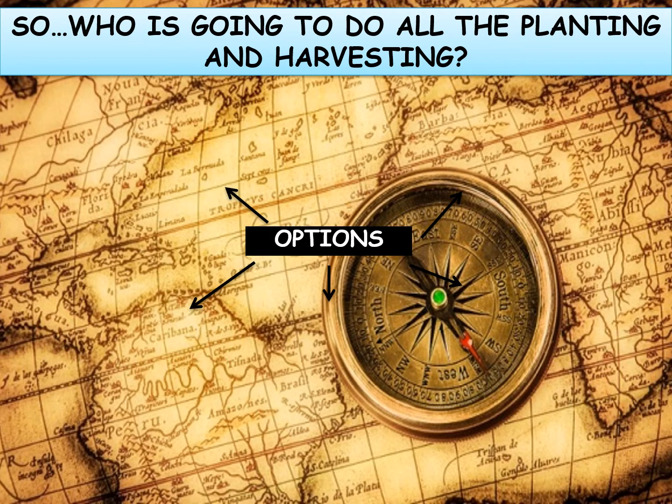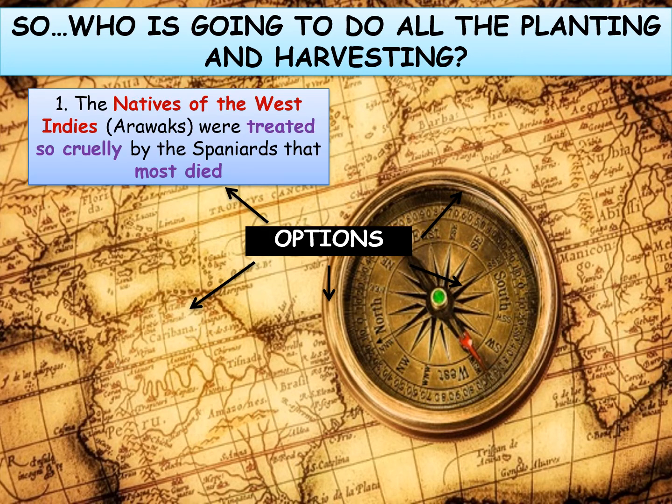So we've worked out that these plantations and all of this is really important. Who are you actually going to get to grow it? Because we need to have farmers or people on the plantations to do all the planting and the harvesting. So we've got a couple of options. Option 1, the natives of the West Indies. These were referred to as Arawak people. Okay, that's who they were.